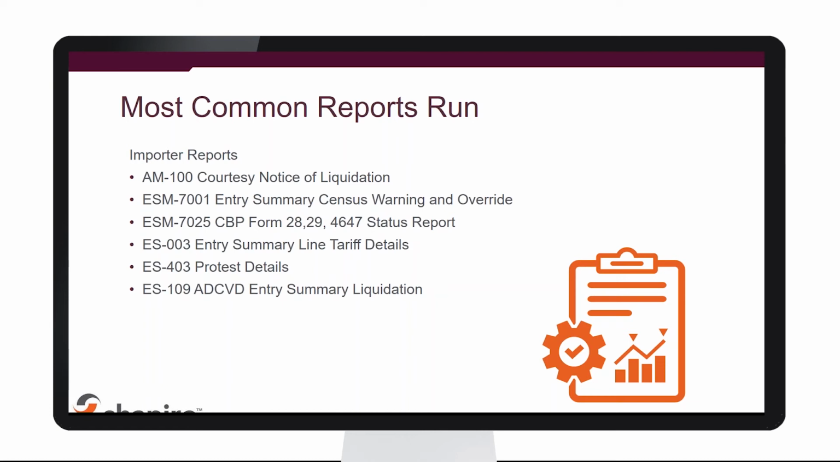Entry summary line tariff details. You have this information by HTS. You can sort by any HTS that you have in your system. Protest details, where you can see the status, if it's open, denied, void denied. In ADCVD entry summary liquidation, we have to check because, as we know, ADCVD may take years to liquidate and liquidate at a higher value or lower value. So keep that in your tab.